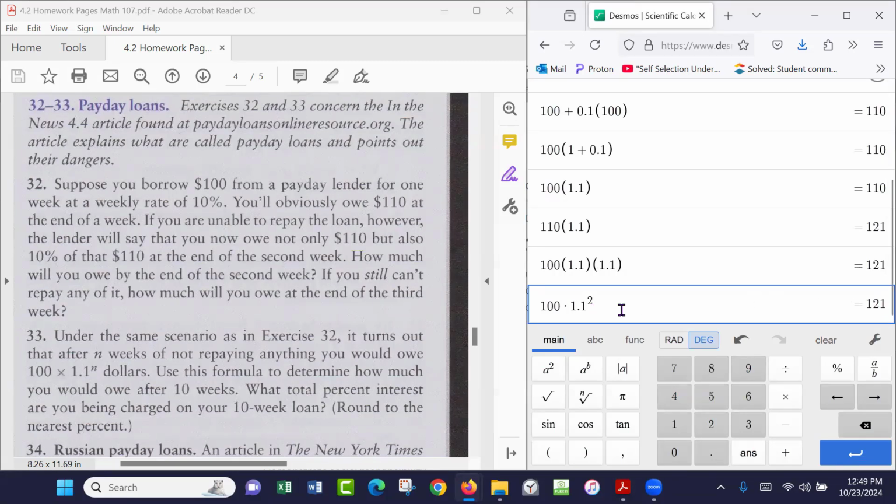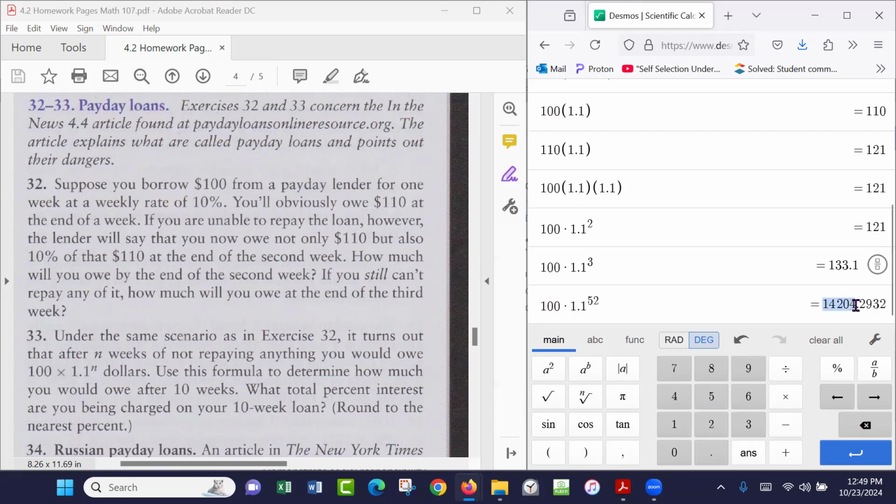See how we're in the compound interest formula, that principal, that amount, the A times 1 plus r to the power of t. And this is really cool because with this formula, we can just go, oh, after the third week, hey, it's just like put a 3 there, 133.1. If you didn't pay this payday loan back for an entire year, and it's compounded every single week, and there's 52 weeks in the year, if we put a 52 there, now we owe them $14,000 at the end of the year.